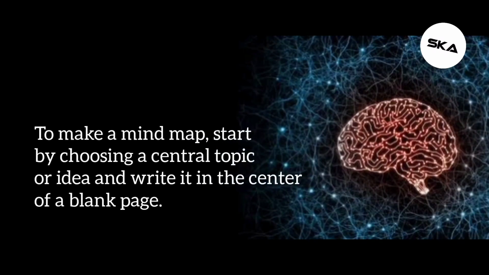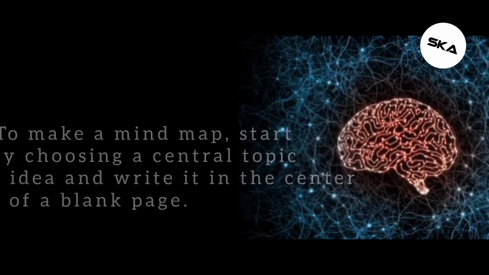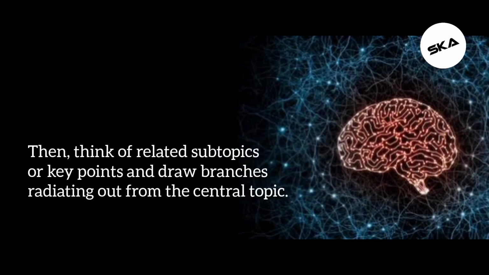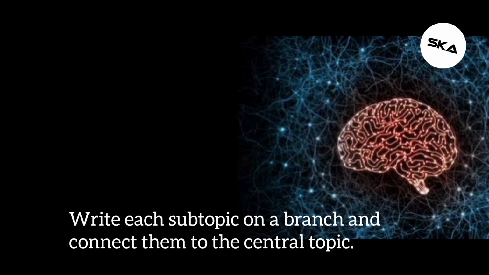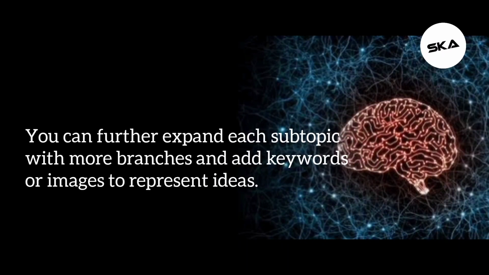To make a mind map, start by choosing a central topic or idea and write it in the center of a blank page. Then think of related subtopics or key points and draw branches radiating out from the central topic. Write each subtopic on a branch and connect them to the central topic. You can further expand each subtopic with more branches and add keywords or images to represent ideas.